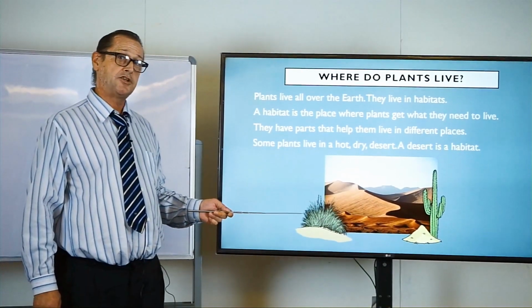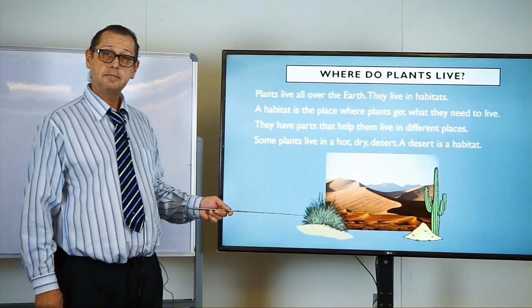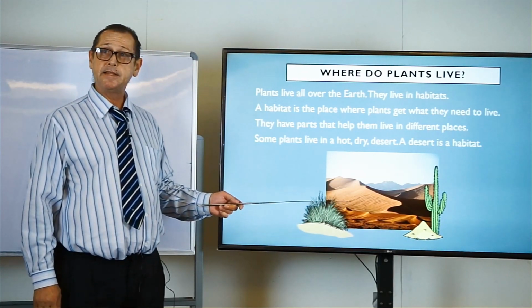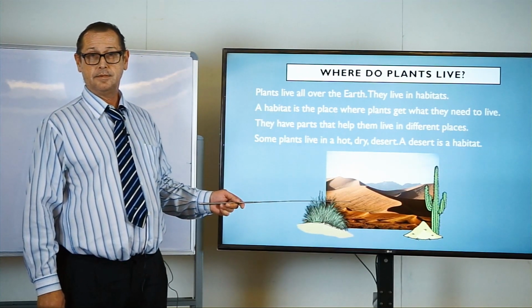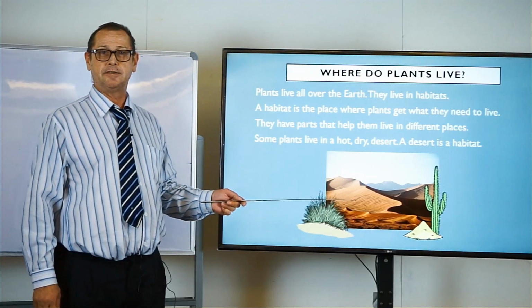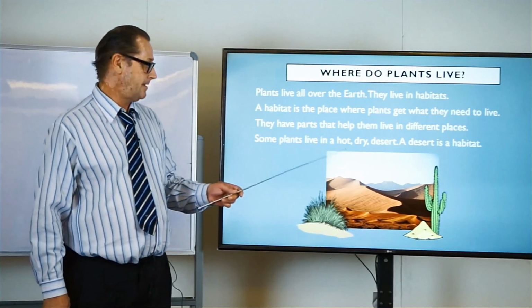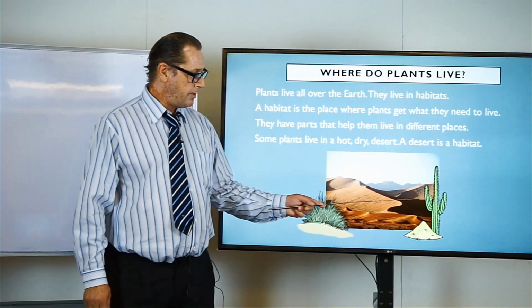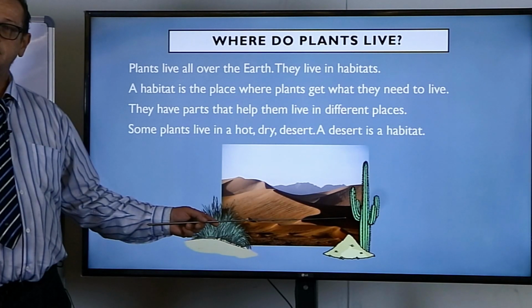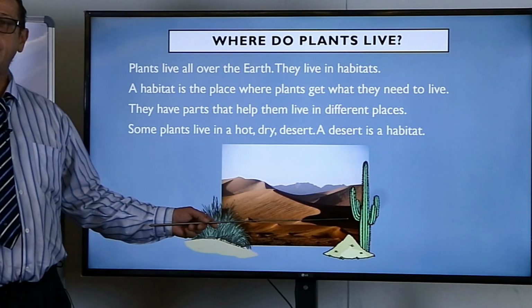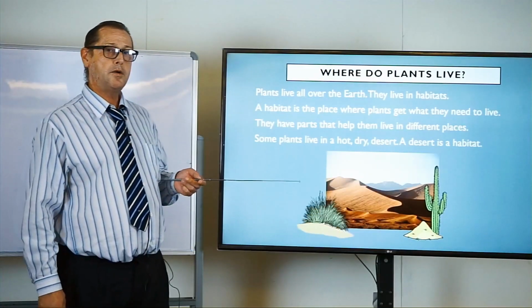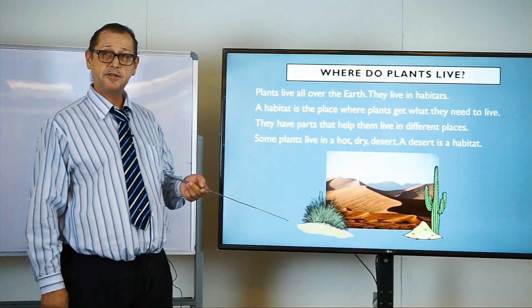Do you think it is cold in the desert? No. Do you think it has lots of rain in the desert? No. Do you think it is hot in the desert? Yes. Okay. Can you remember the name of this plant? A cactus. Okay, excellent. So now I will read about the desert habitat.